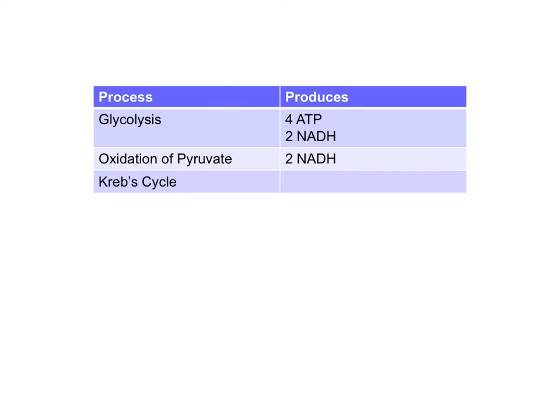A quick reminder of what we've produced so far. In glycolysis, we produced 4 ATP through substrate level phosphorylation. We produced 2 NADHs when we reduced NAD plus down. We've also reduced NAD plus during the oxidation of pyruvate, and so now we have 2 additional NADHs. And we're going to see what the Krebs cycle produces to add to this slide.